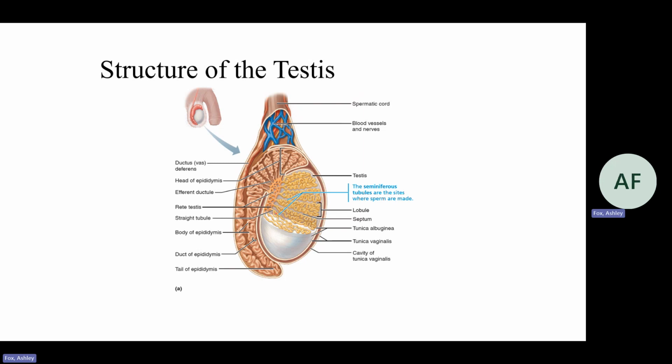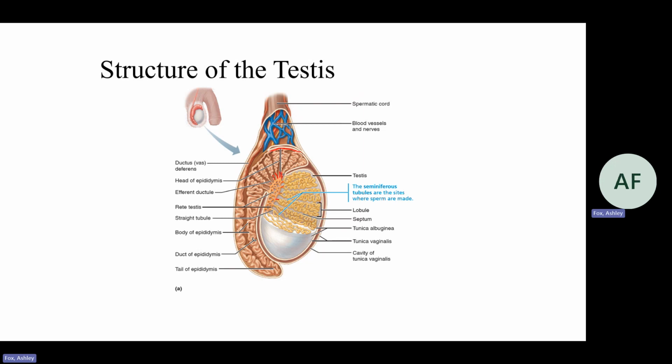So you can see all these kind of coiled tubes is your seminiferous tubules. Each one leads to a straight tubule at the end. So you can see all these guys are a little straight. That leads to your rete testis, which is this kind of network of tubes that are going to lead again to efferent ductules, which are over here. That's leading to the head of the epididymis.